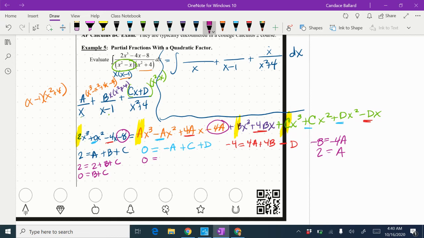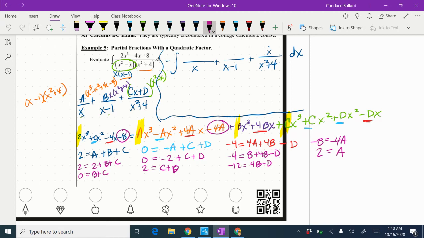I am going to get negative 2 plus c plus d. So when I add that to the other side, I get 2 equals c plus d. And then here, I would get negative 4 equals, I put a 2 in there, I would get 8 plus 4b minus d. I'm going to move the 8 to the other side. That's going to give me negative 12 equals 4b minus d.